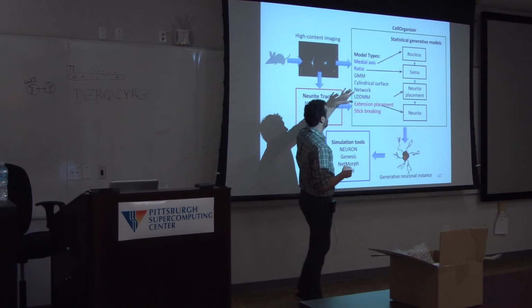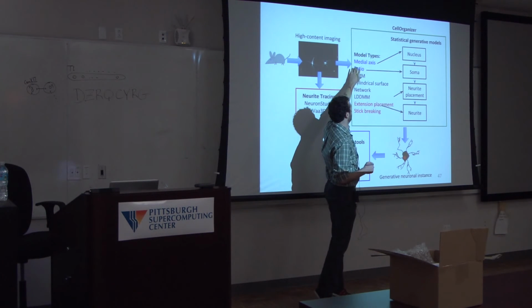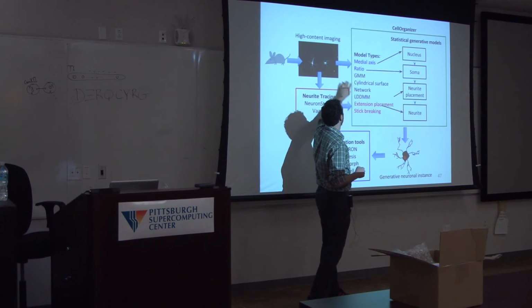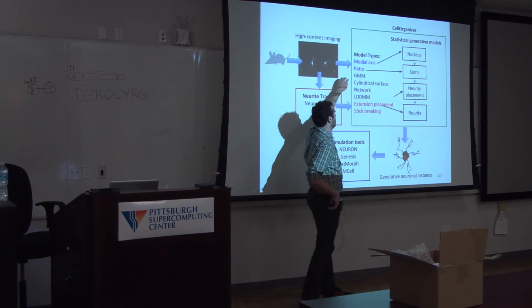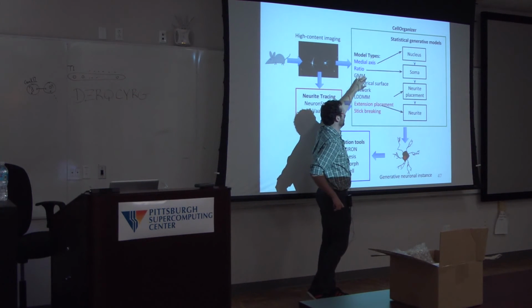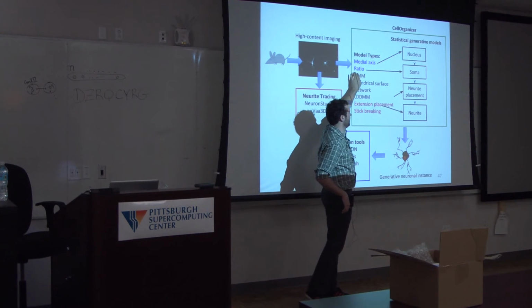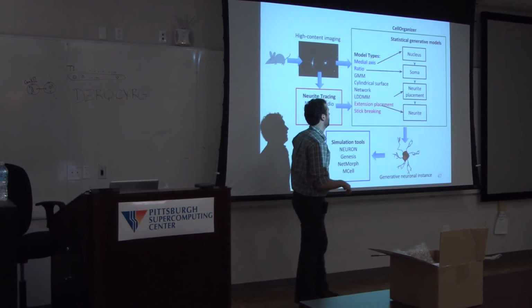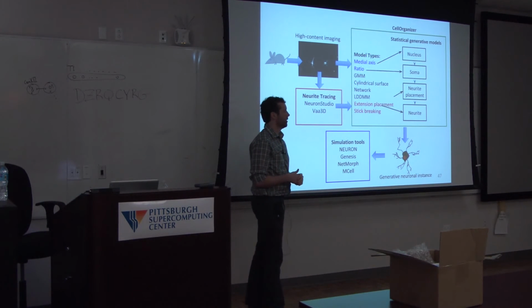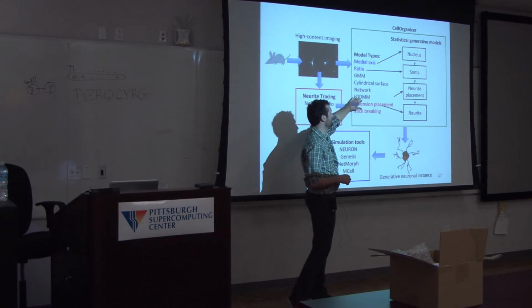And then we can go into Cell Organizer and apply different model types for the different components inside our cell. So if we want to model the nucleus, typically we'll use a medial axis model, and we might use the ratio model for the soma. You could use the non-parametric approach if you wanted to. That's the LZDMM down here.